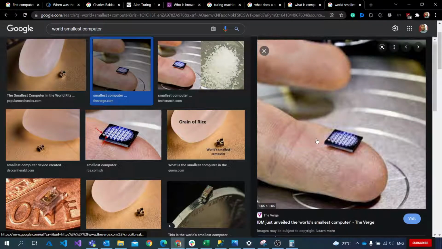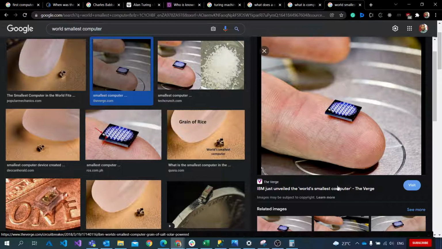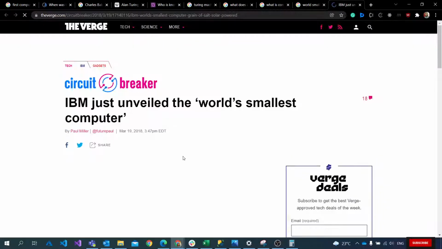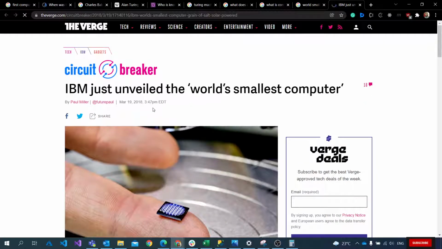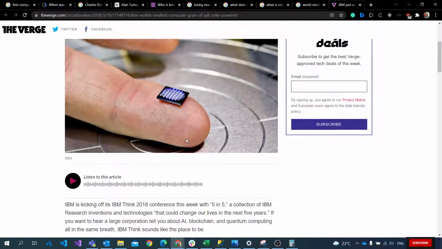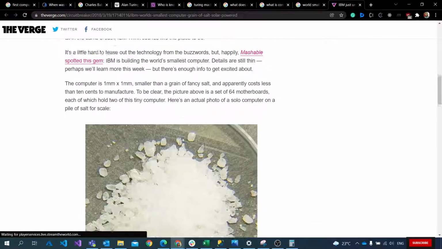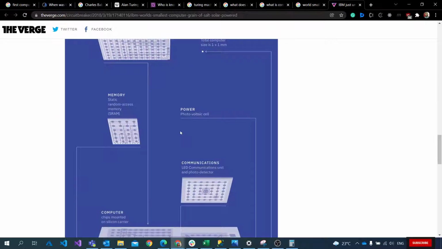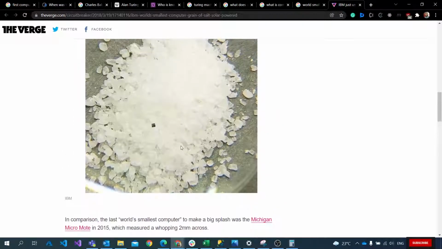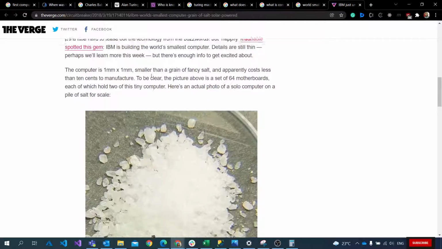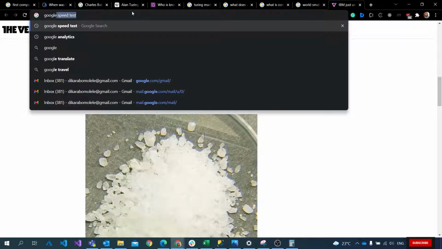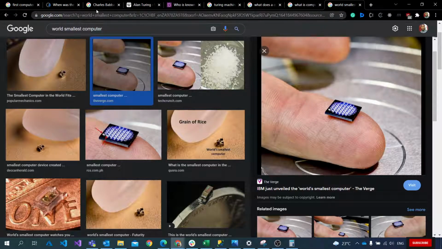Yeah, that's that. IBM just unveiled the world's smallest computer. Apparently, it's called the Veg. Let's see what's happening with the Veg. The smallest computer, this was 2018. Probably by now there's something that came out that's way smaller than that. So if you want to find out information, the best way to do it is to go to google.com and search whatever you want around the history of computers.